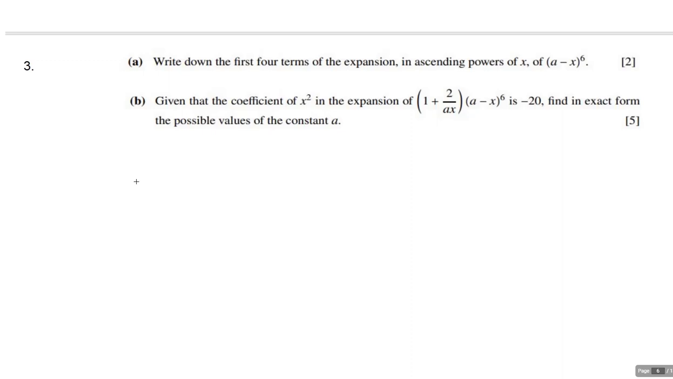What does it say for the first one? Write down the first 4 terms of this expansion. Tell me what to do. You'll set it up. So first you'll do 6 choose 0. Then you put a. What else? Negative x. And then what? A would have the power 0 and x would have the power 6.